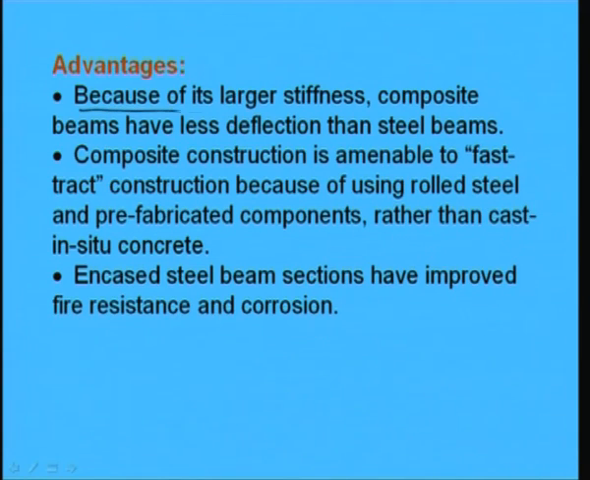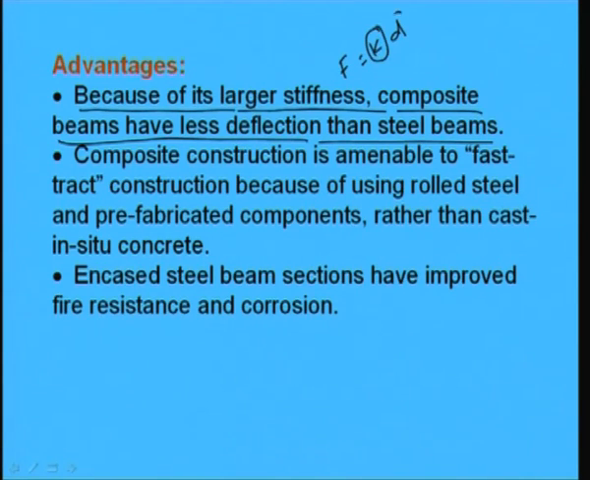Another advantage is, because of its larger stiffness, composite beams have less deflection than steel beams. As we know, the deflection depends on F = K D, where K is the stiffness, D is the displacement or deflection, F is the force. Now, if K is high, then definitely D will be less, because D = F/K. So, because of the larger stiffness of the composite beam, deflection will be less. That is why for a longer span, if we can use a composite beam, then we can restrict the deflection. The codal provision is given, that is span by 325, so we can keep our deflection within the allowable deflection, that is L/325.